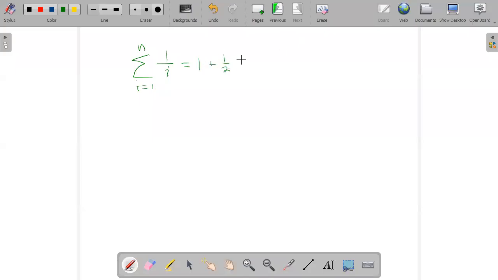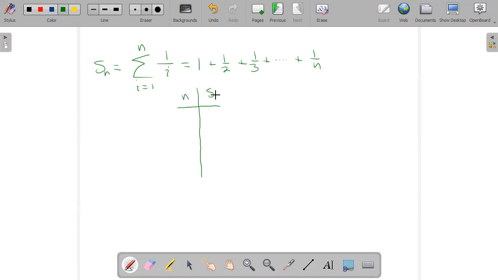Plus 1 over 2 plus 1 over 3 all the way up to 1 over n. What is this going to be doing? Let's look at some partial sums for this. So this is Sn, the partial sum. The sequence is 1 over n, but the sum is going to be a little different.